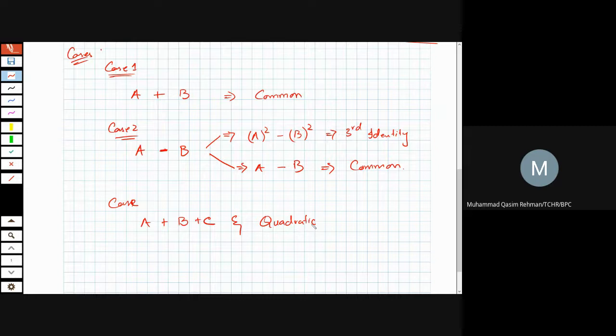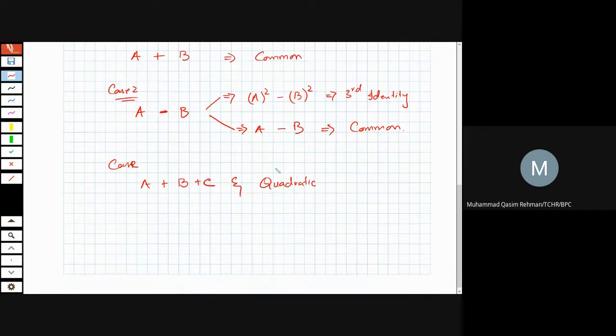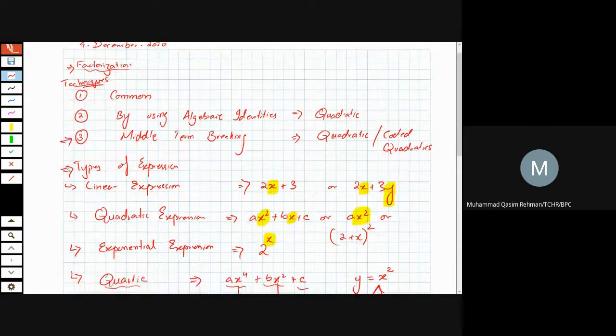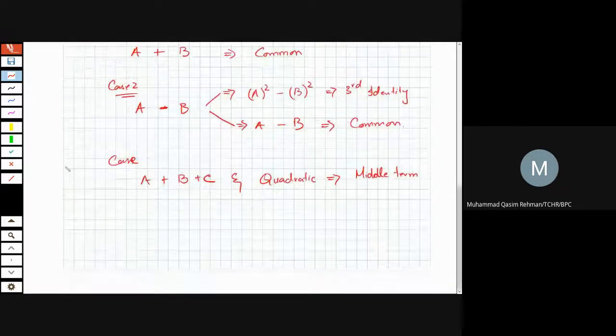If they are quadratic, then you can factorize them by using a middle term breaking method. So that's the technique which I asked you to write it down over here, which was the third technique here, middle term breaking method. Or sometimes you can factorize a three-term quadratic by completing a square.